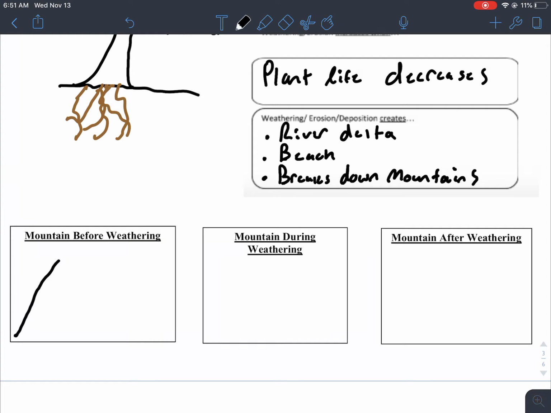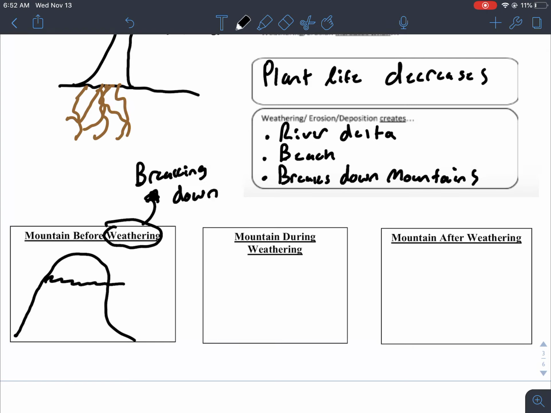Draw a mountain. I've already drawn one like this. It's more like a hill. There's our mountain. There's our mountain before weathering. All right? And of course, we need to take that word weathering, and y'all know what we need to change it into. Weathering means breaking down. So this is the mountain before anything's been broken down.